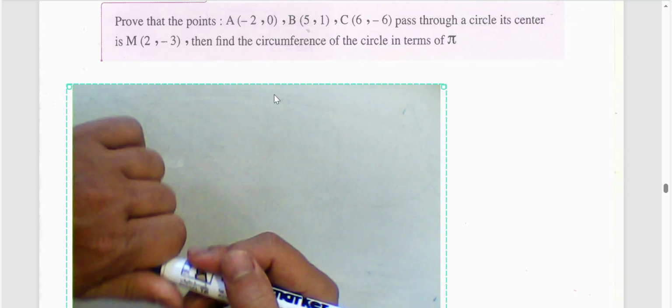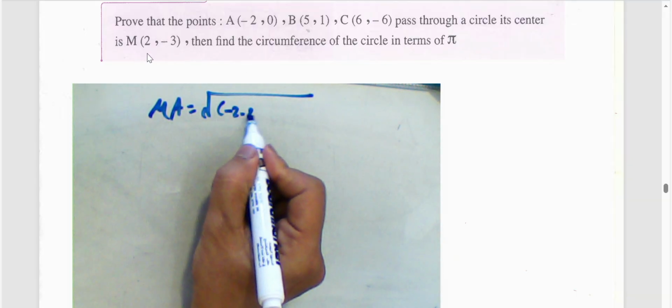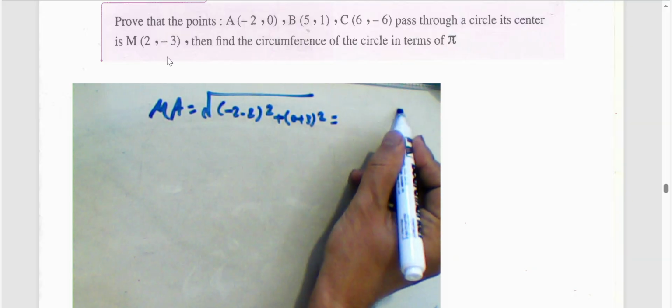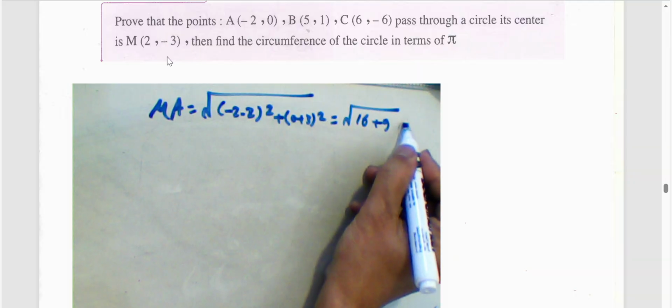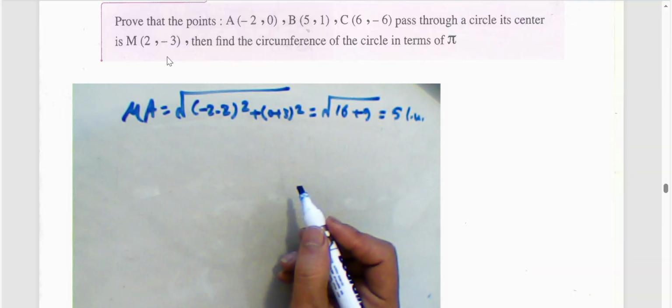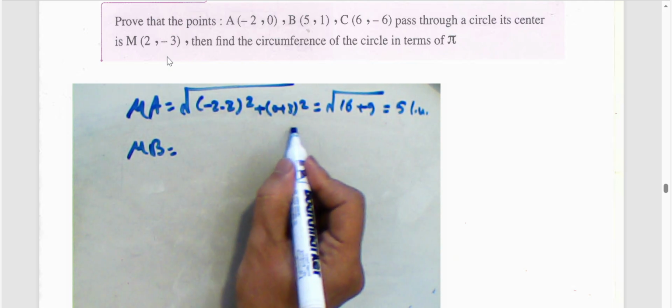Okay, we can find the length of MA first. Look here with me, MA. Here A is (negative 2, 0): negative 2 minus 2 all power 2, and 0 minus 3 all power 2, 0 plus 3. Square root of negative 2 minus 2, negative 4 power 2 is 16, and 3 power 2 is 9. Square root of 25 is 5 length units. Okay, then MA equals 5 length units.